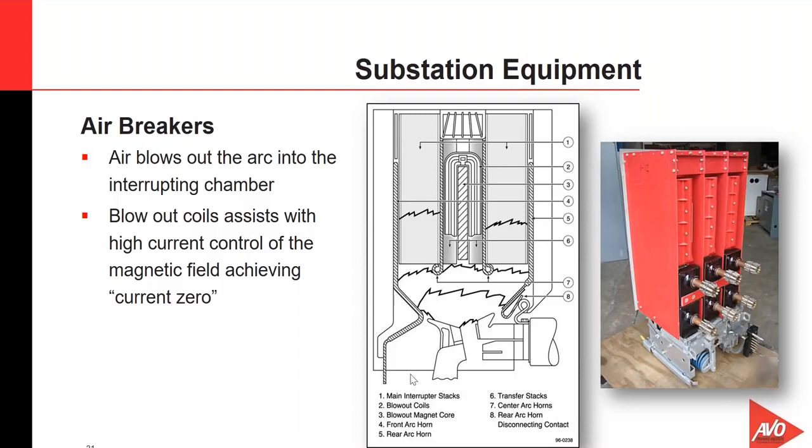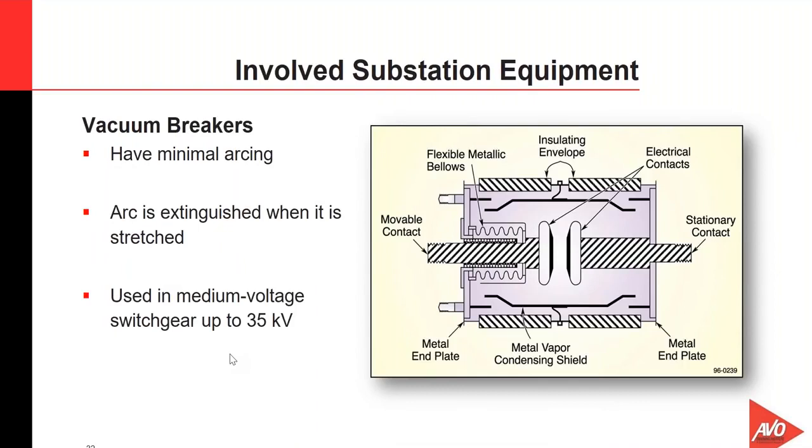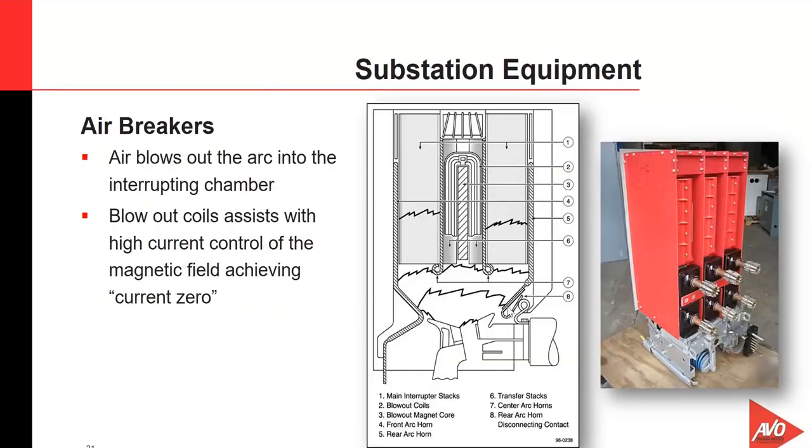Okay, now the sole purpose behind the metal vapor condensing shield is to prolong the life of this insulating envelope, because this insulating envelope is going to be damaged in the event that these electrical contacts open and close. The flexible metallic bellows allow those contacts to open and close and still be able to maintain that internal vacuum of this bottle.